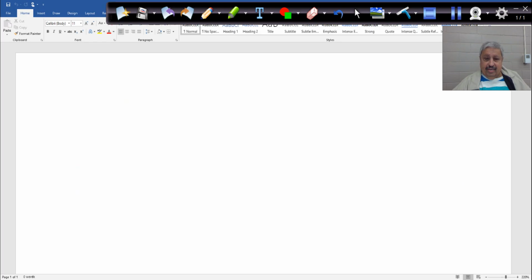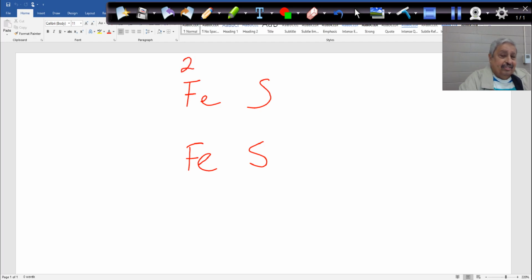How about if I have iron and then I have sulfide, iron and sulfur. So the iron I have here, if you look at the charges, it has 2 and 3. Iron has multiple charges. So we'll have 3 plus. And the sulfur is group number 6A. It's 2 minus.